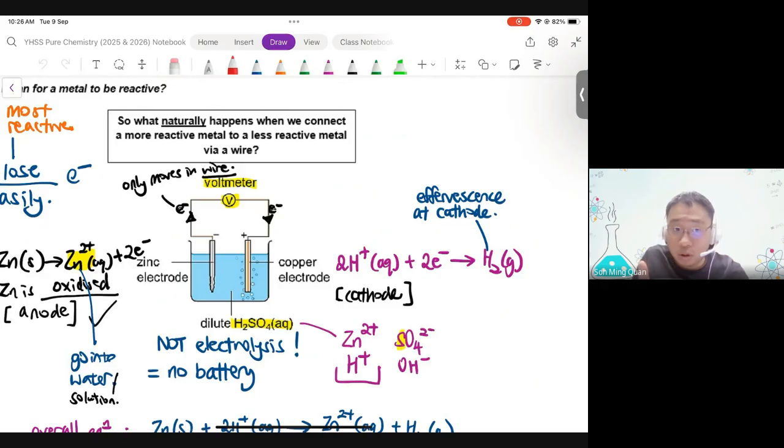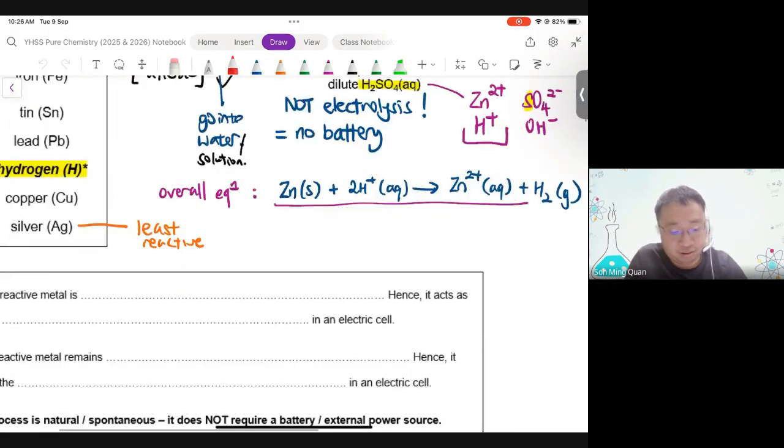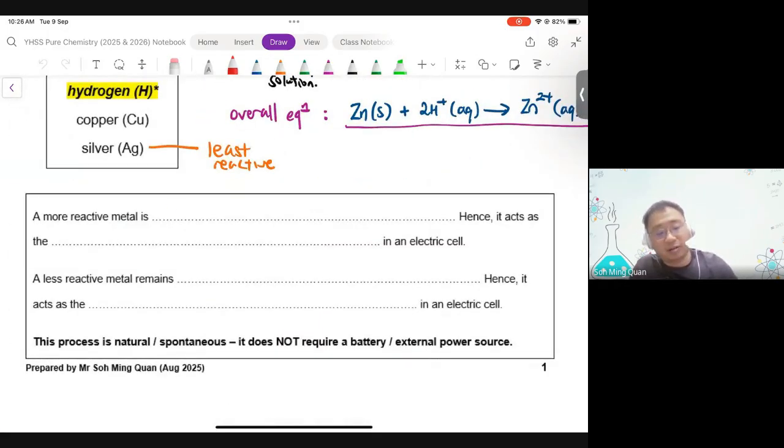Now, is this electrolysis? No. It's not electrolysis because there is no battery, no external power needed for this to happen. This happens naturally. All right. It happens naturally because zinc is more reactive than copper. So now, how do you know which one is the anode and cathode without the battery? The answer is, in an electric cell, the more reactive metal is oxidized. Therefore, the more reactive metal acts as the anode.